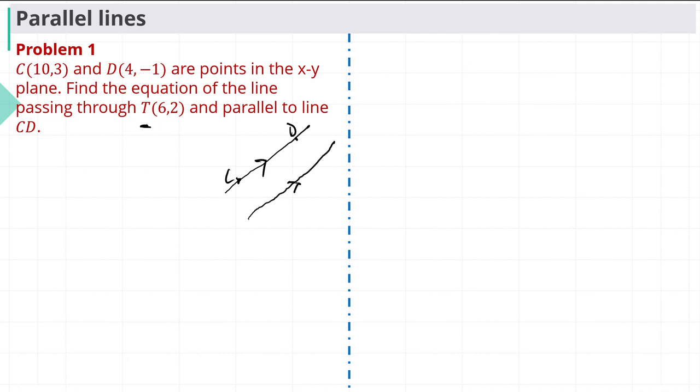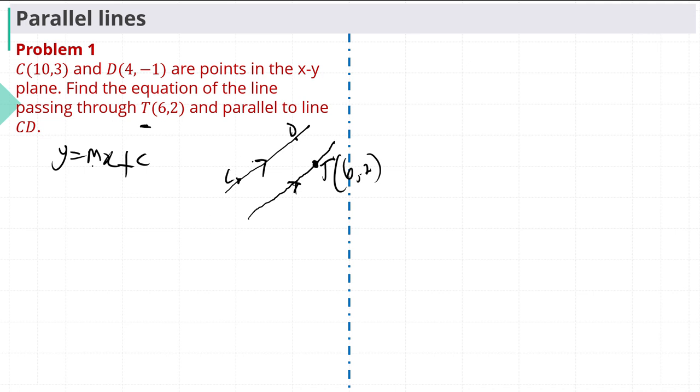Two lines are parallel. This second line passes through the point T (6, 2). We are finding the equation of this line that passes through T. Okay. Finding the equation of the line that passes through T, we make use of y equals mx plus c. But we see the m, the gradient of the line passing through T, is not known.